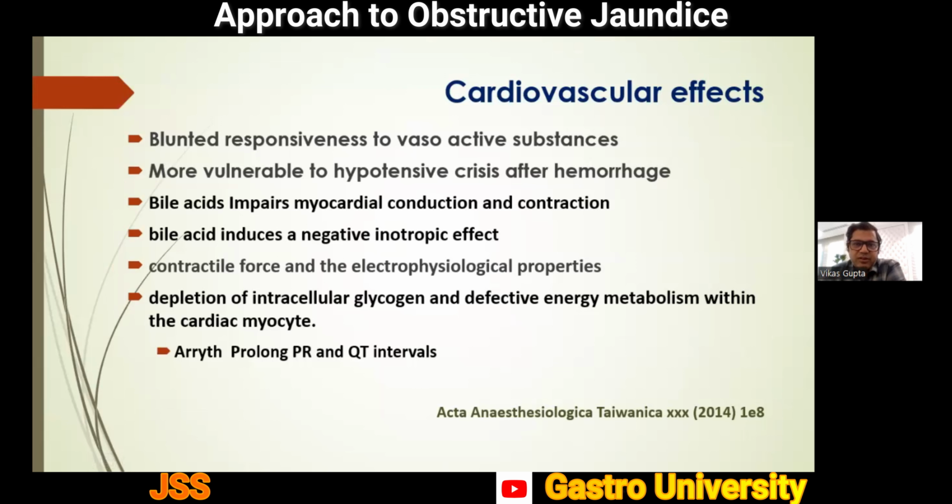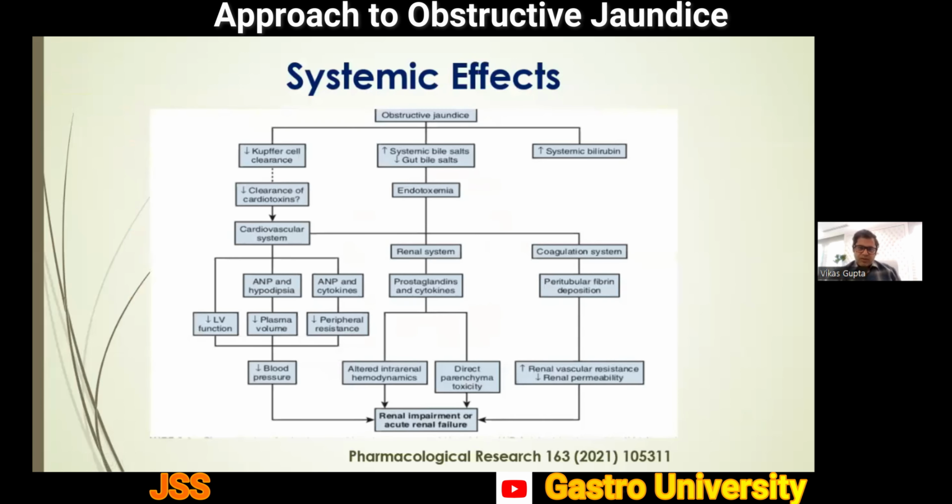Similarly, cardiovascular responses are blunted in patients with excess of bile acids in the blood, and they impair the conduction and contraction of the heart. Depletion of glycogen in the cardiac myocytes, they promote arrhythmias in the form of prolonged PR and QT intervals. So this is how bile salts affect it. They lead to endotoxemia, decreased clearance of cardiotoxin. All these factors contribute to renal and cardiac dysfunction in these patients.